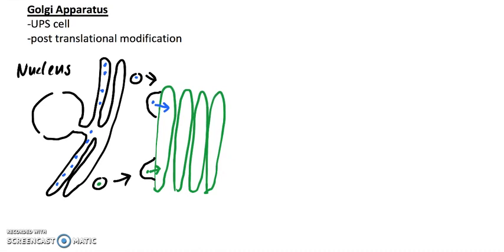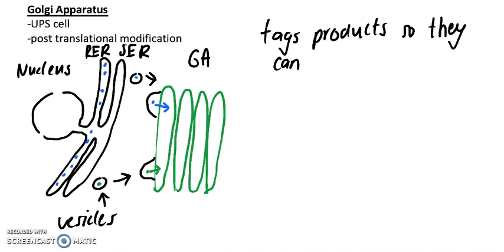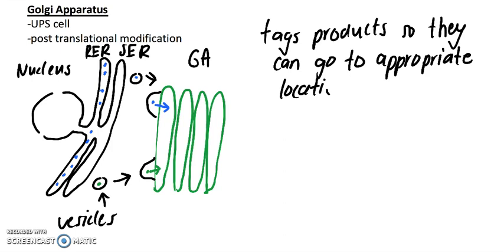So just a quick recap, this area is the nucleus, this is the rough ER, this is the smooth ER, these guys are vesicles, and this is the Golgi apparatus. So your Golgi tags things to mark them for locations inside or outside the cells. So let's say it tags products so they can go to the appropriate location. And it could be a location inside the cell, or it could be a location outside the cell.